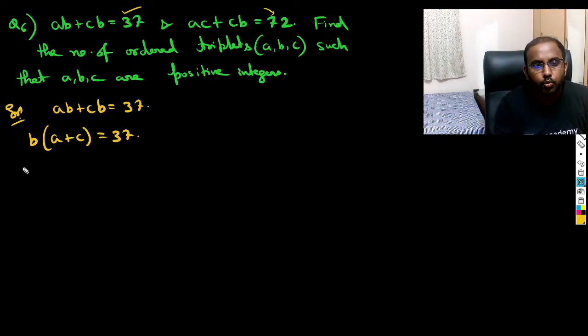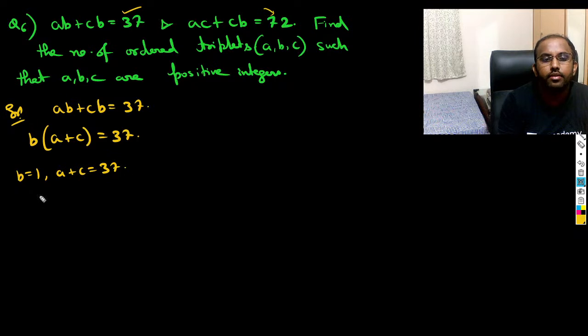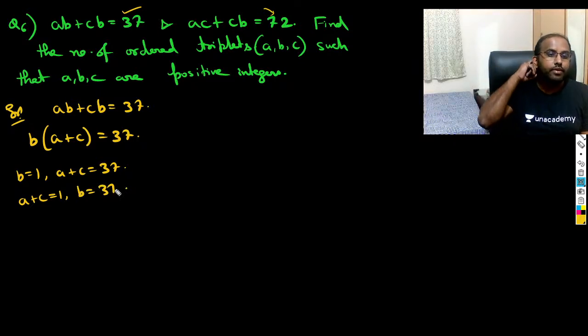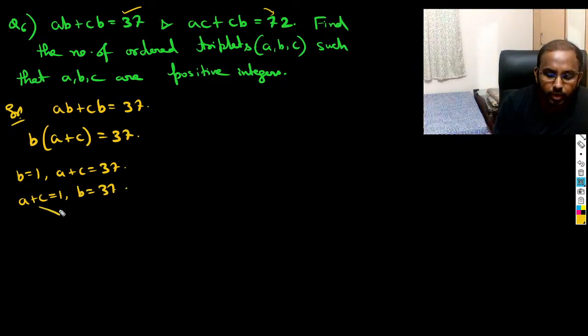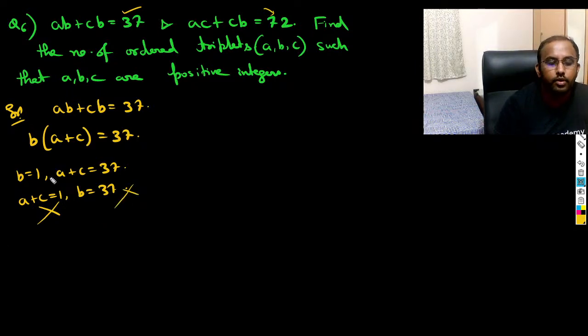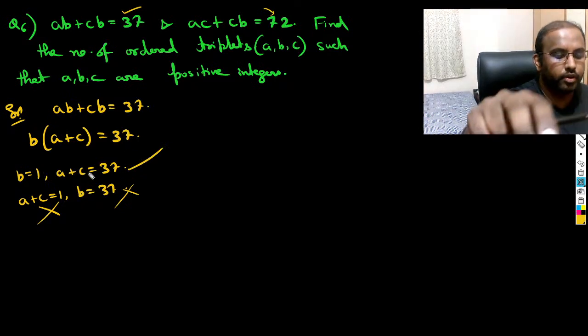So I'll form two cases here. That is B equal to 1 and A plus C equal to 37, and then A plus C equal to 1 and B equal to 37. Since A, B, C are positive integers, A plus C cannot be equal to 1. This case is discarded. That means B is equal to 1 and A plus C is equal to 37 here.